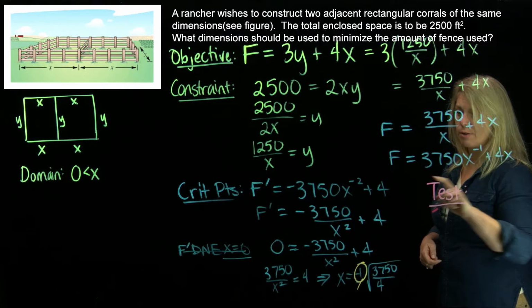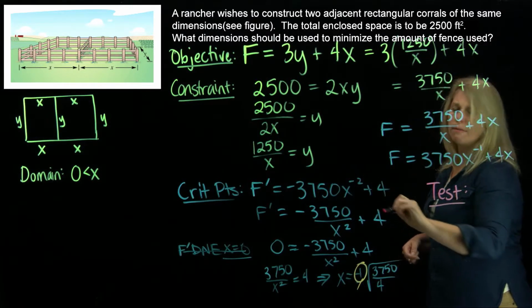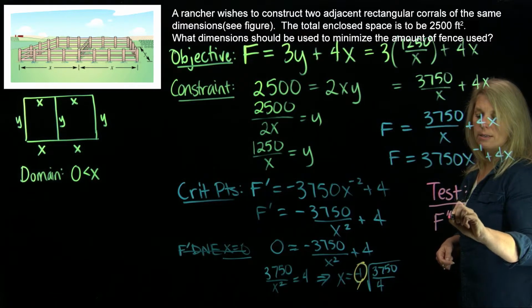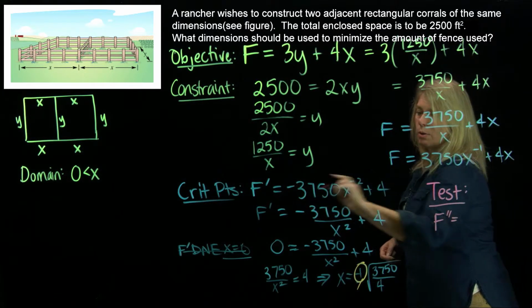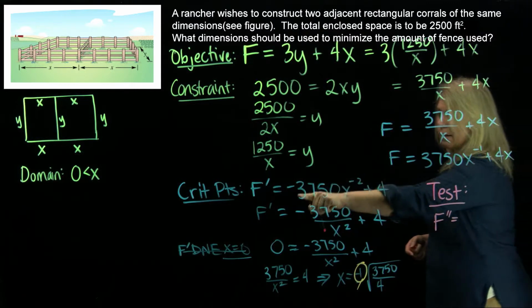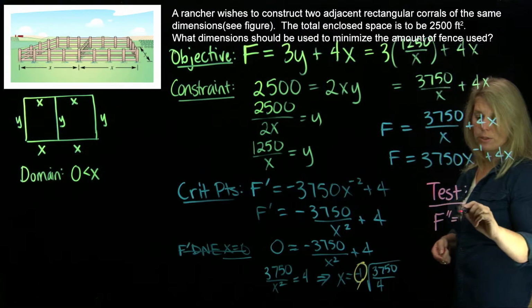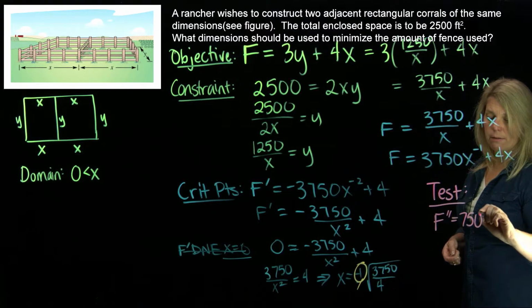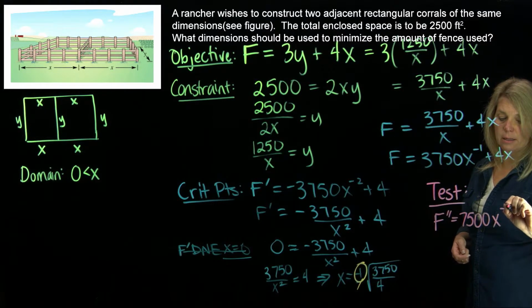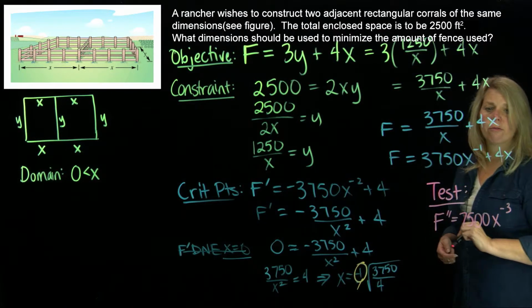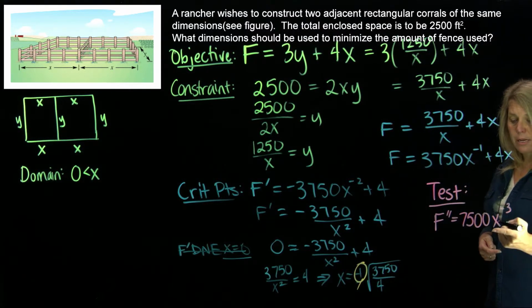Okay, so let's go over here, and for the test, we're going to look at the second derivative. So here's my first derivative. I'm going to go ahead and use that to find my second derivative. So when I bring down that exponent, negative 3750 times negative 2 will be 7,500 x to the negative 3, and then the derivative of 4 will be 0. All right, so here's my second derivative.